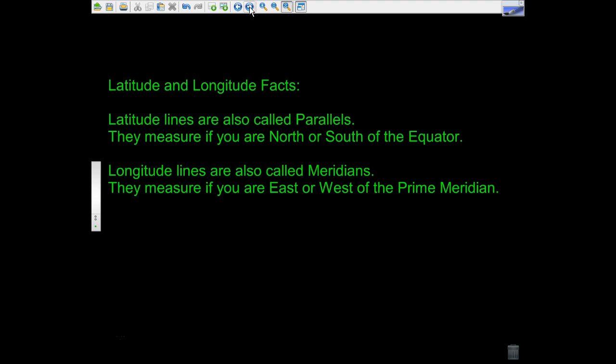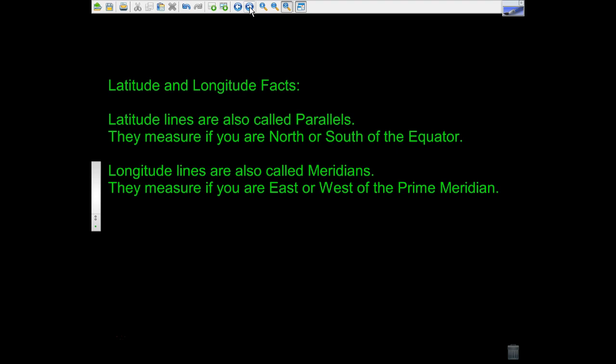A couple of facts. Latitude lines are also called parallels. They measure whether you're north or south of the equator. The equator has a value of 0. Longitude lines are also called meridians. They measure if you're east or west of the prime meridian. Prime meridian has a value of 0.